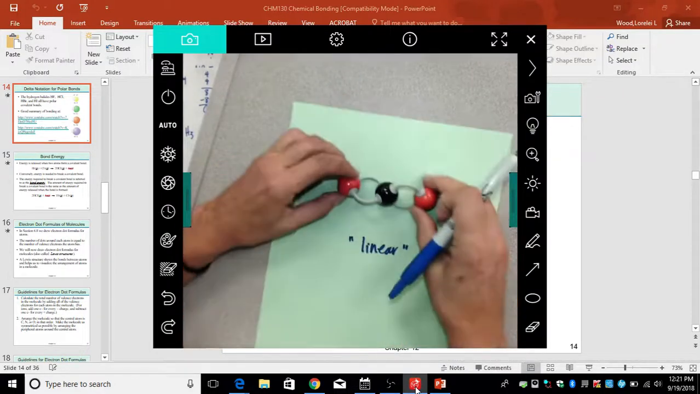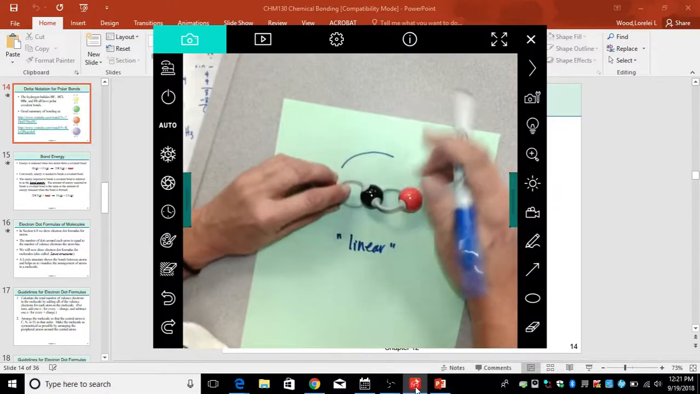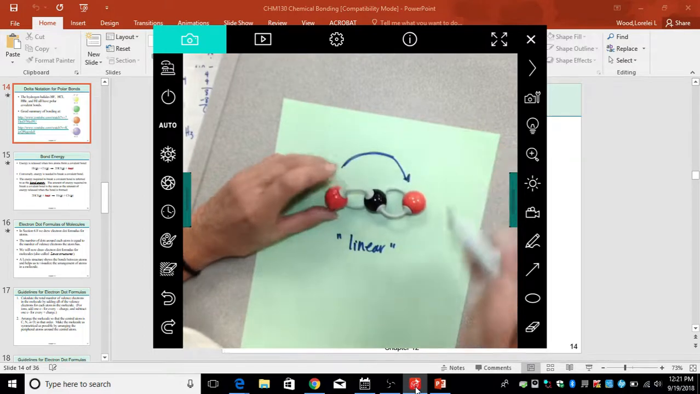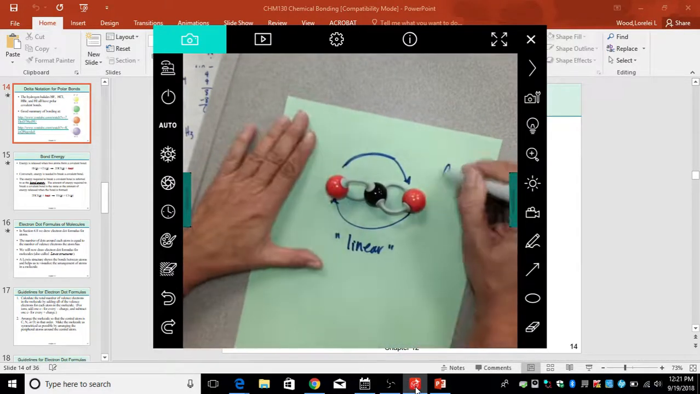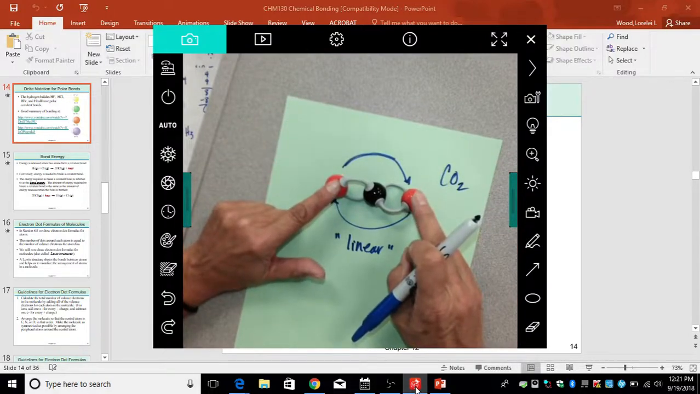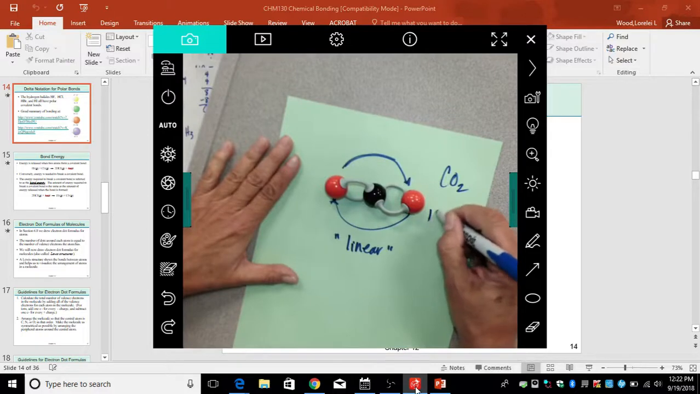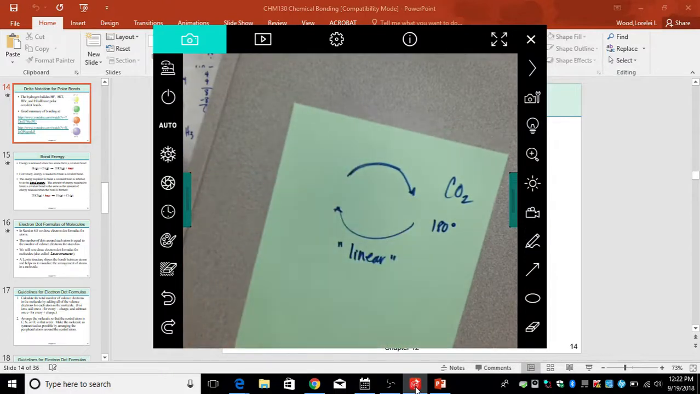All right. If I wanted you to tell me what the angle between these was, if I said, this is CO2, what's the angle between the oxygens? 180 degrees, right? Okay, so it's a linear molecule. Fairly easy. All right, that's one thing. This one is, let's see what we've got here. I know I drew this one. Here it is.